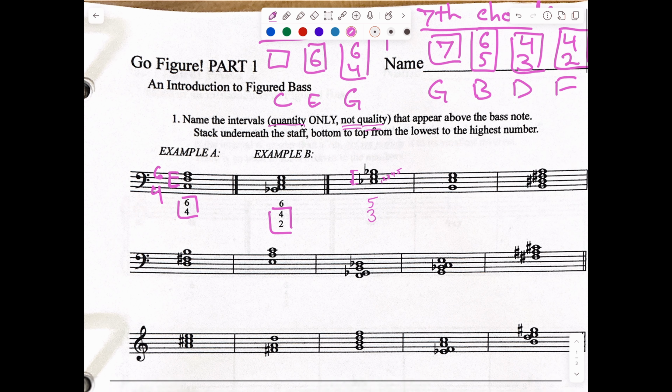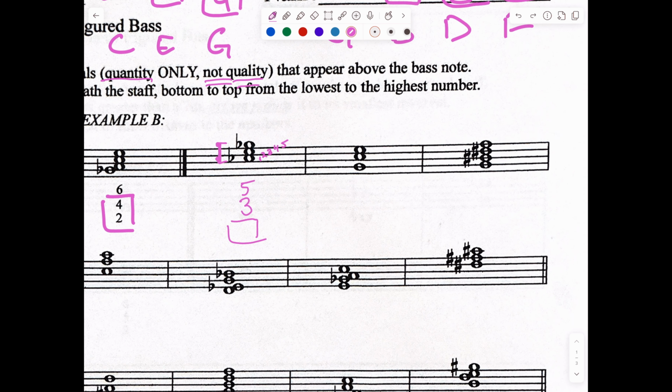Now the abbreviation for 5/3, which is a root position chord, is nothing. So just put a little empty box right below, so I know that you know that a 5/3 chord is just a root position triad, and you don't need to do anything to it. Yes? One more right over here.